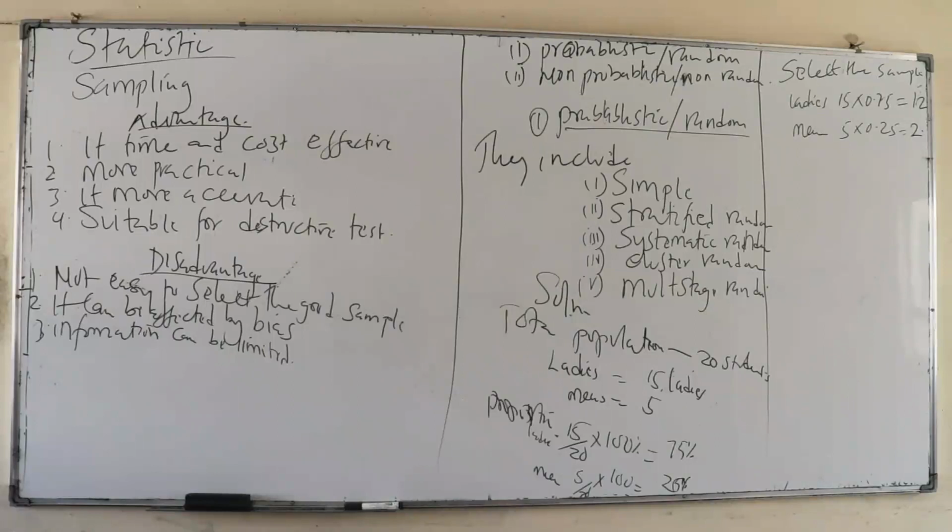Then letter D, systematic random. This is used in selecting items where members are arranged to occur in a systematic order.